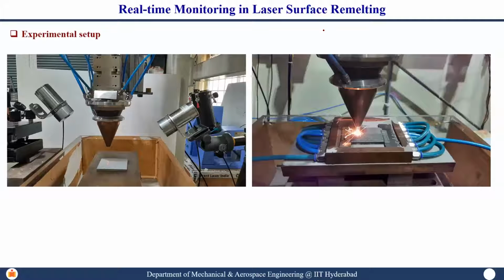Once again, what we are trying to do is the same. We are trying to monitor using this pyrometer. We are always monitoring the temperature on the substrate surface, whereas the other pyrometer is mounted on a Z table.